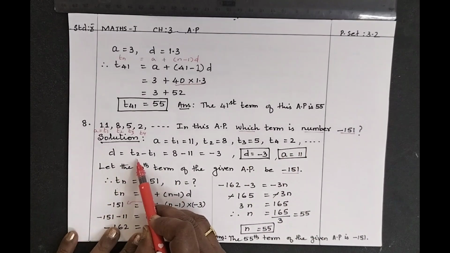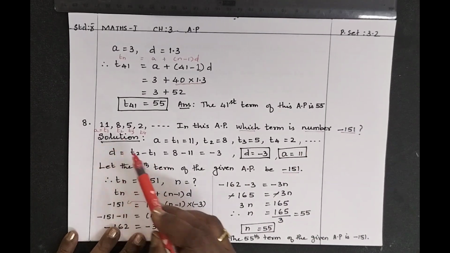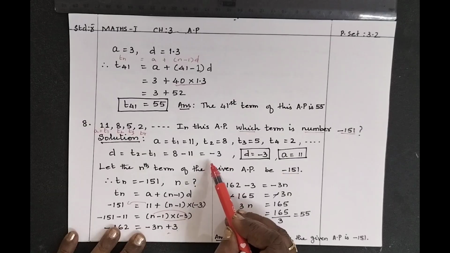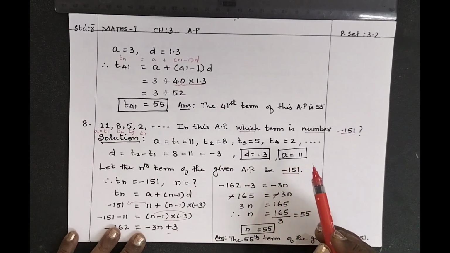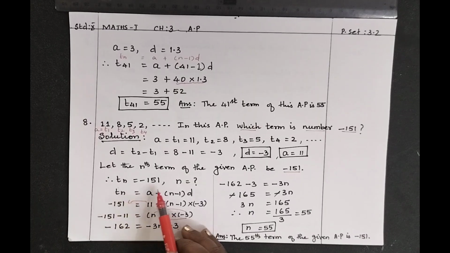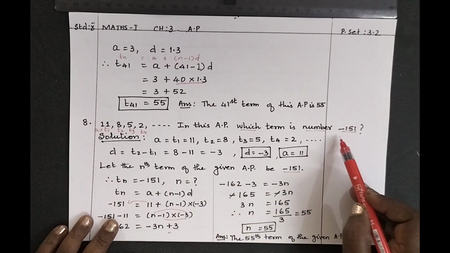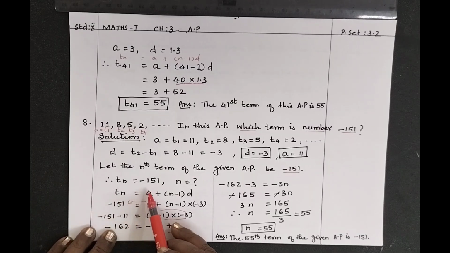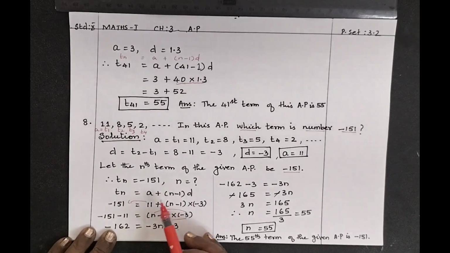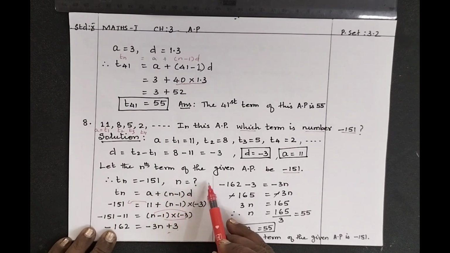And d is what? T2 minus T1, that is 8 minus 11, which is equal to minus 3. So d is minus 3, a is the first term 11. Now let the nth term of the given AP be minus 151. So therefore Tn is equal to minus 151. We have to find out what is n.